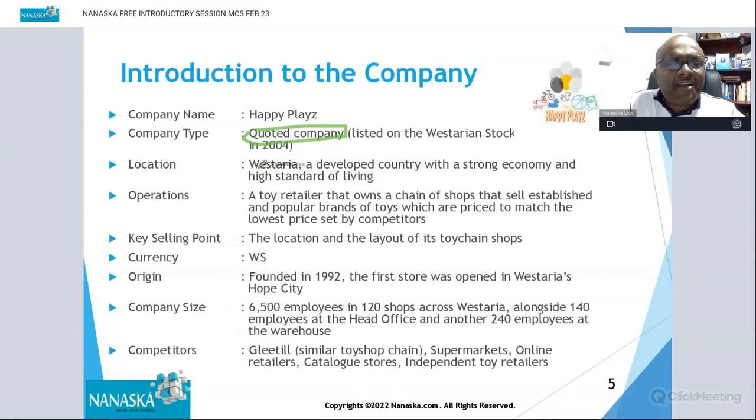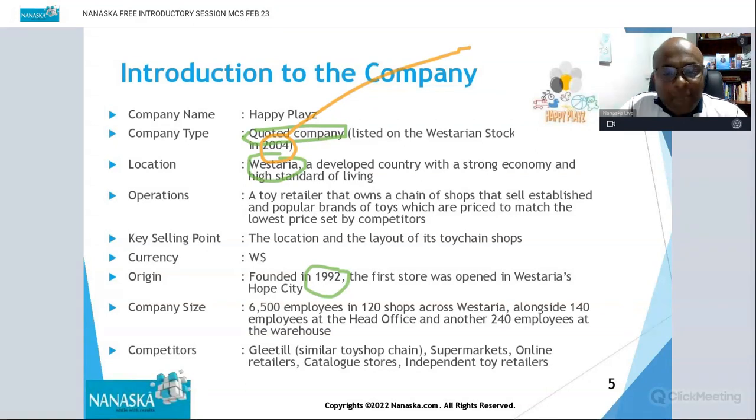But the good thing is we are in a country called Vistaria. We are a very old toy company. We started in 1992. If you remember, we listed ourselves 18 years ago. Do you remember? We were discussing from 2004, right? We listed in 2004, up to 2022 is 18 years. So we have been a listed company for 18 years.